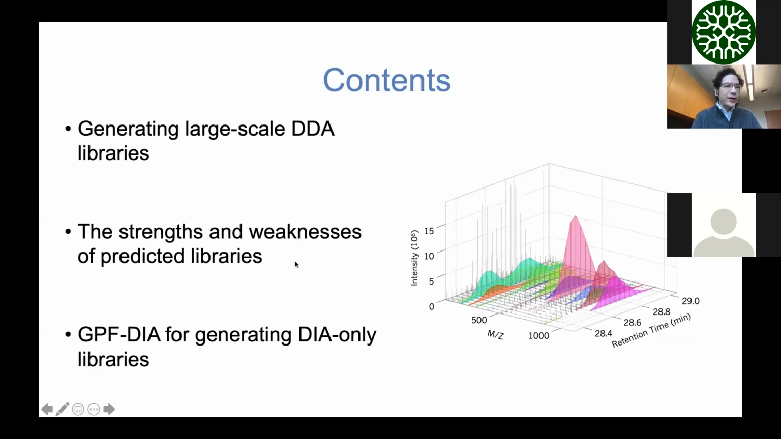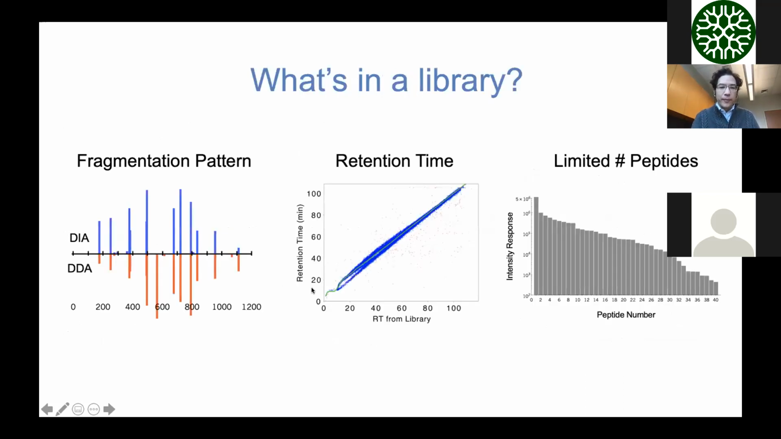There are some advantages to this approach, but there are also some advantages to using alternate ways of generating fragment ion spectra. And one of the most common ones that is up and coming at this point is actually just predicting them de novo using deep learning engines. So I'll talk briefly about that, and then I'll talk about this approach to generate libraries using DIA data only.